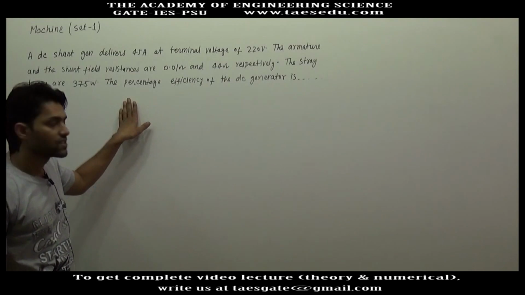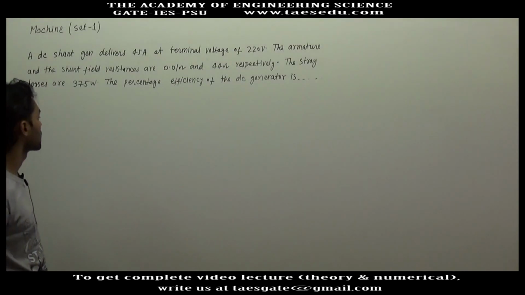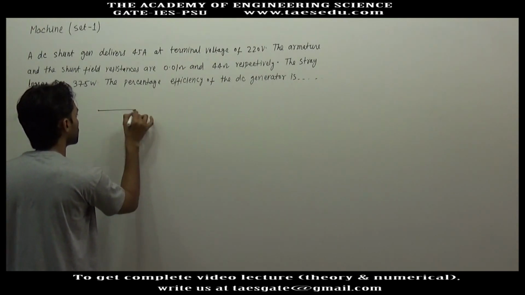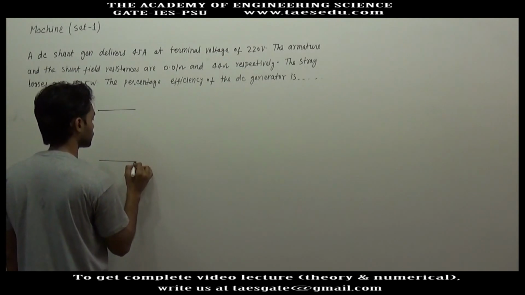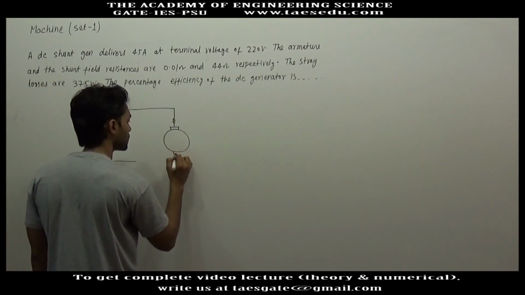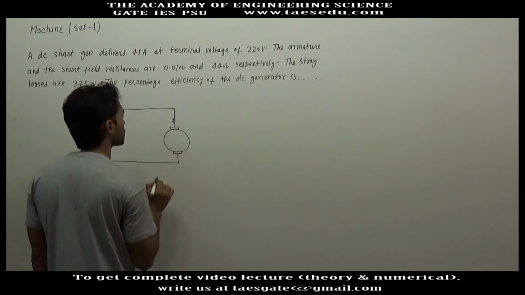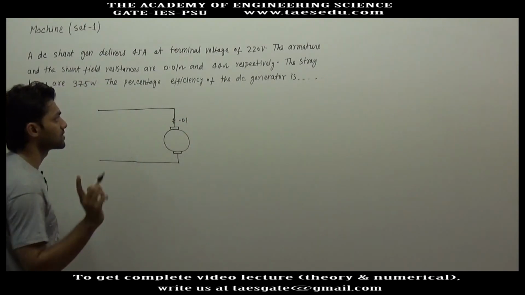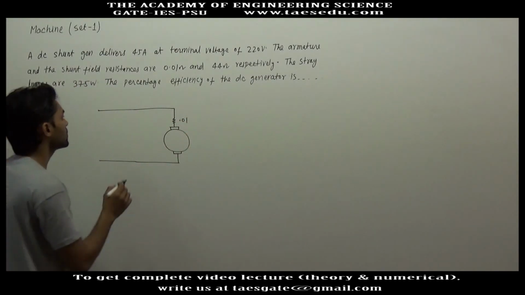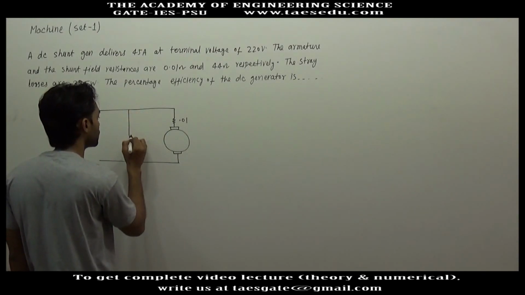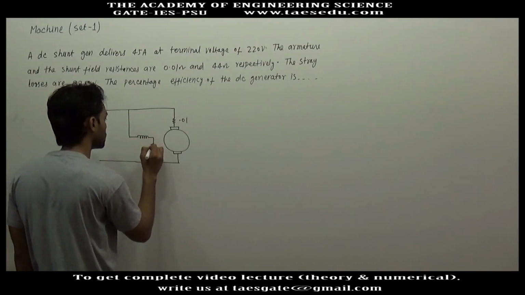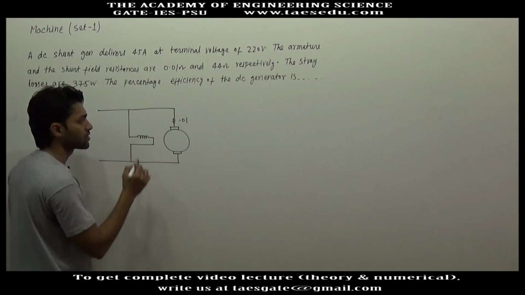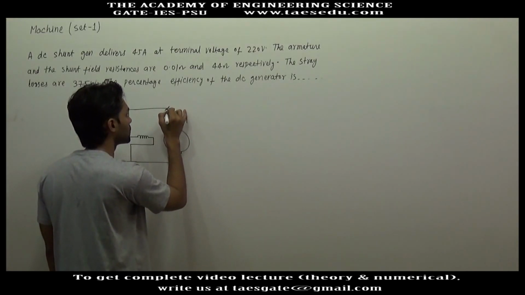We have a DC shunt generator. So first let us draw the circuit diagram of the DC shunt generator. Let's say this is the terminal of the DC generator. This is the armature. The armature resistance is 0.01 ohm. And since this is a shunt DC generator, the field winding will be connected in shunt with the terminal. Since this is a generator, the direction of current will be out of the machine.